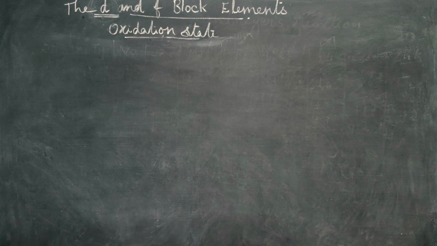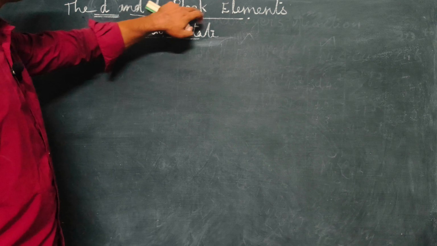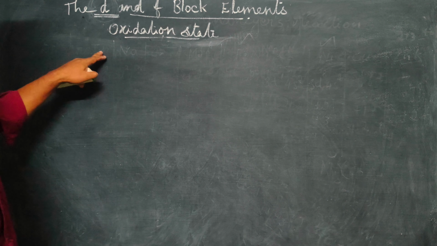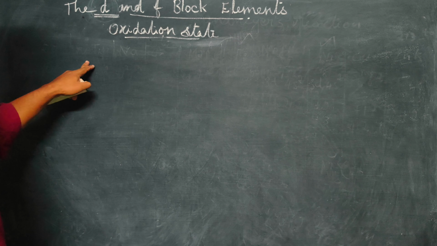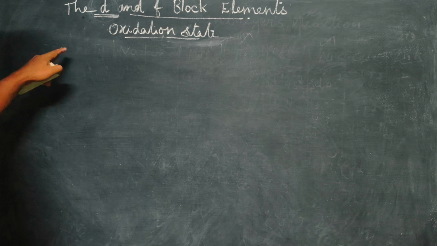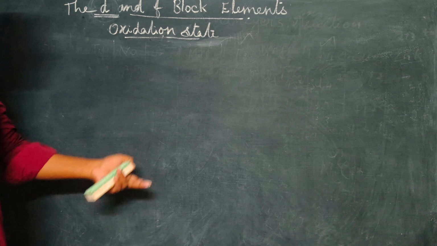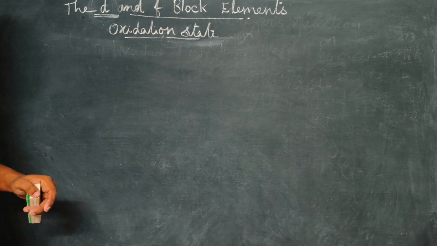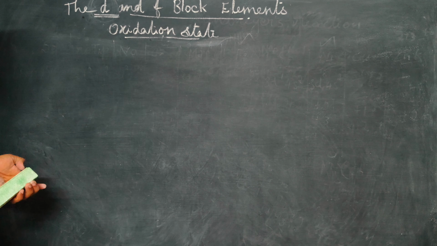Today in my class, I am going to explain oxidation state, in the chapter D and F block elements. Already you know about metal character. What is metal character? It is the tendency to lose electrons to become electropositive in nature.